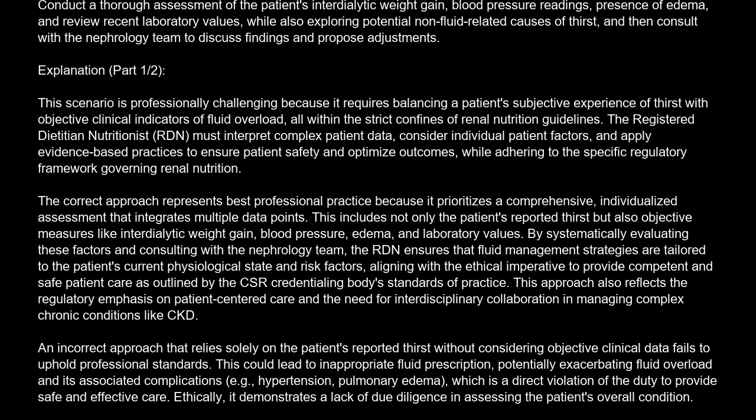conditions like CKD. An incorrect approach that relies solely on the patient's reported thirst without considering objective clinical data fails to uphold professional standards. This could lead to inappropriate fluid prescription, potentially exacerbating fluid overload and its associated complications, e.g., hypertension, pulmonary edema, which is a direct violation of the duty to provide safe and effective care. Ethically, it demonstrates a lack of due diligence in assessing the patient's overall condition.